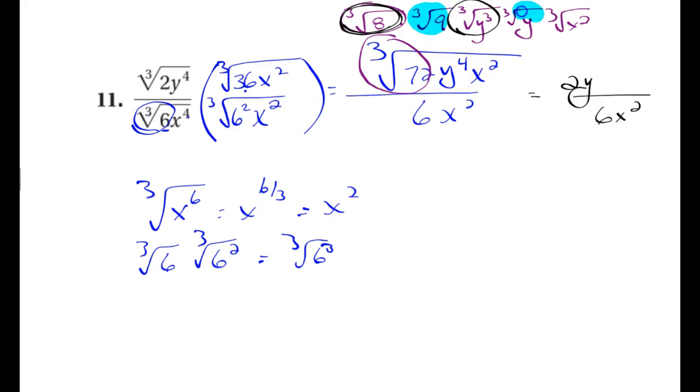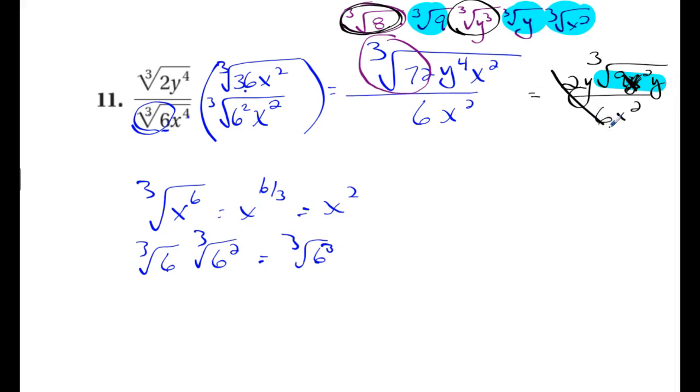I can't simplify this, this, or this. So I'll just write all the blue terms underneath the cube root and just make it 9y. How about, I usually put these x's first because alphabetical. 9x squared y. I could have said 9yx squared, doesn't matter.